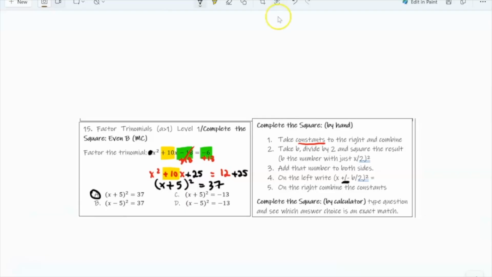So doing it by hand is just as easy. The first step is to make sure all the constants are on the right, combine them. Then you're going to take the one with the variable with just x. You're going to divide it by 2. It's going to give you the answer here. Square that, which is going to be 25, and add it to both sides, and you're done.